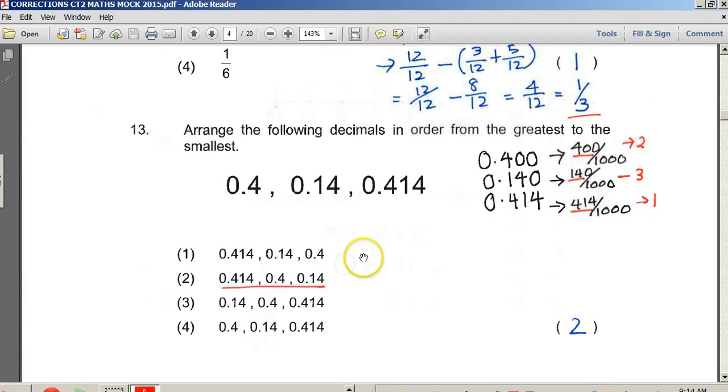Right, next, the fastest way to get this done. If you look horizontally, it is more difficult for you to size them up, which is greater or which is smaller. So please align them this way according to the decimal points. You should be able to see that this looks like 400, this is 140, and this is 414. Obviously 414 is bigger, followed by 400 and then 140. This is your answer.